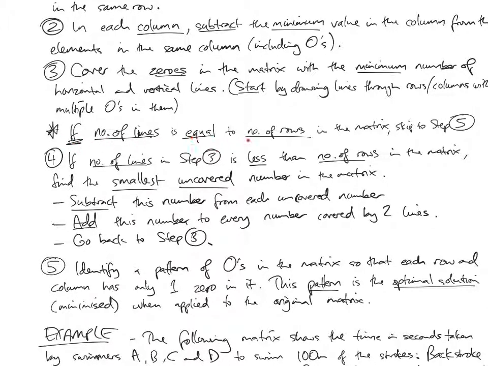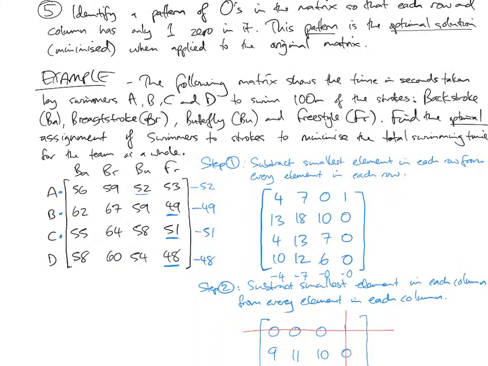If number of lines is equal to the number of rows in the matrix, skip to step 5. I drew 3 lines. There's 4 rows, so I don't get to skip to step 5. So I do step 4 now. If number of lines in step 3 is less than number of rows in the matrix, find smallest uncovered number in the matrix, subtract it from each uncovered number, add to every number covered by 2 lines. So step 4.